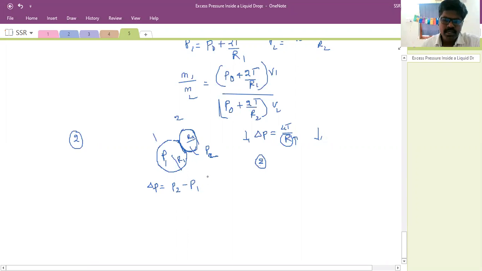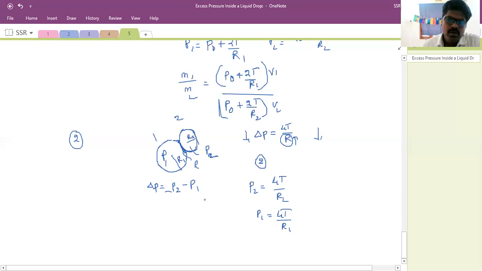When the two soap bubbles are interconnected, at the interface, let us say the radius is R. What is the interface radius? By using excess pressure, because the smaller bubble has higher excess pressure, so P2 minus P1. Then what is the P2 value? P2 and P1 values you can take as excess pressures. P2 is equal to 4T by R2, P1 is equal to 4T by R1.